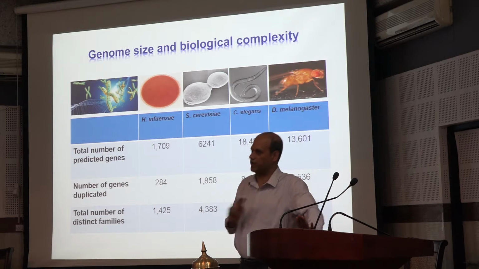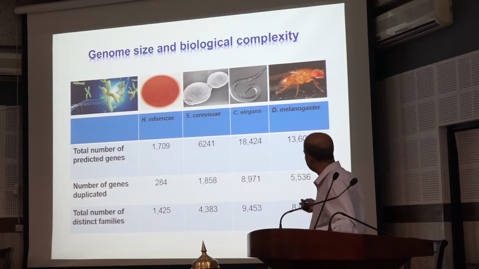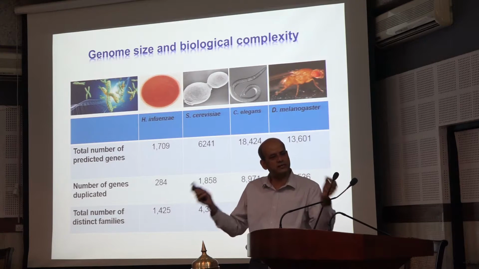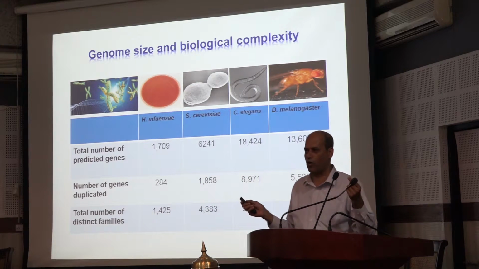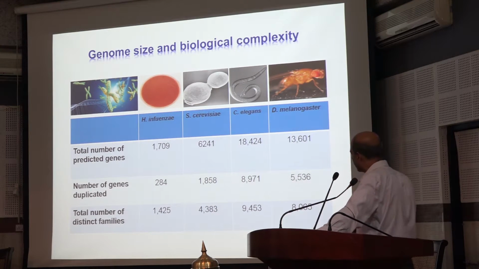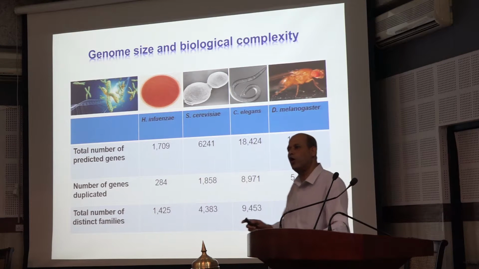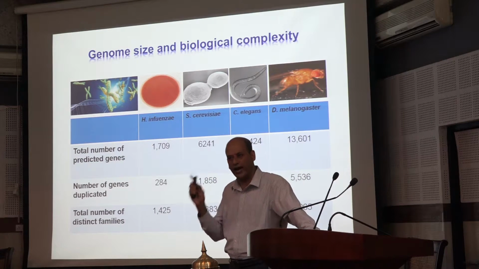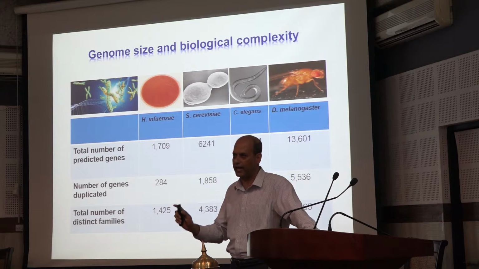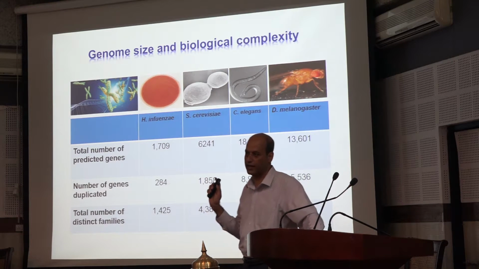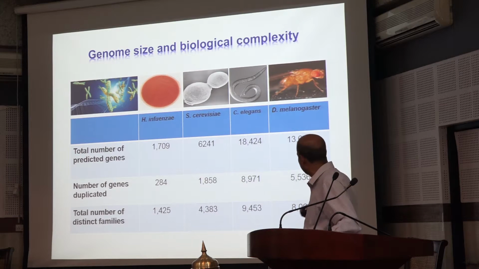That makes you satisfied. But come to the next two columns, C. elegans and then Drosophila. C. elegans is a ribbon-like structure, a simple organism. But look at the number of genes: 18,000 genes are there in C. elegans. And the fruit fly has almost every organ. It has head, eyes, wings, legs, whatnot. Every organ is there. So a complex organism, but the number of genes is 13,000.